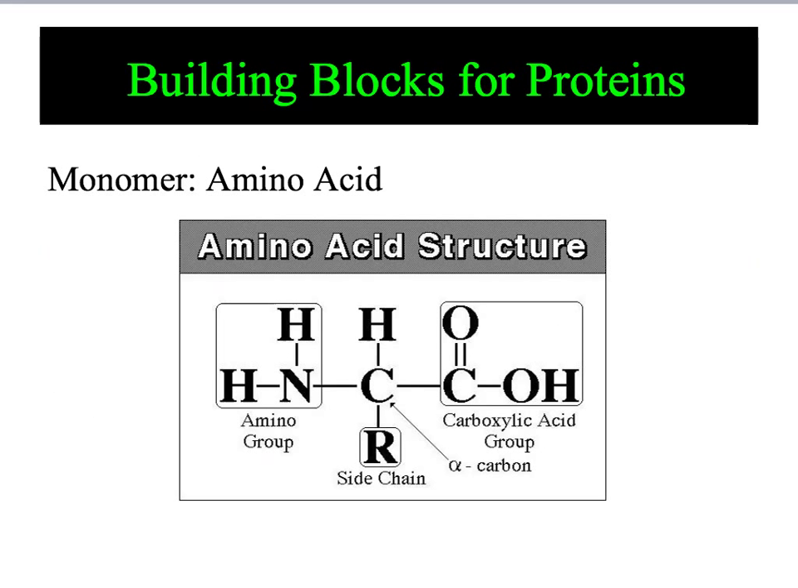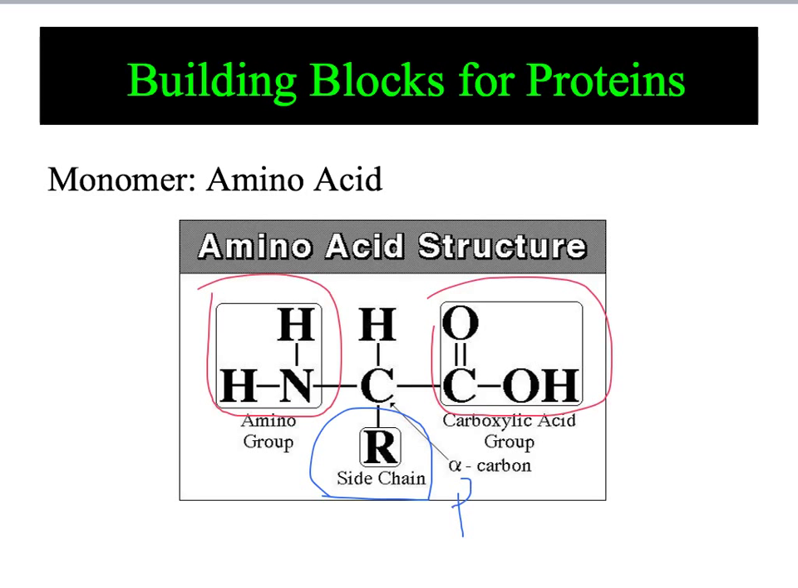Proteins are made of amino acids. Amino acids are the monomers or building blocks of proteins. All amino acids share certain things in common. The carboxylic acid group will be the same in all the amino acids that we see, and the amino group as well. The only thing that changes from one amino acid to the next would be the side chain.